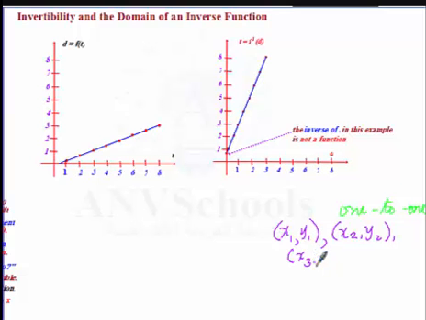Now this is a definition. A function is invertible, meaning that you can find its inverse function, if and only if it's one-to-one.